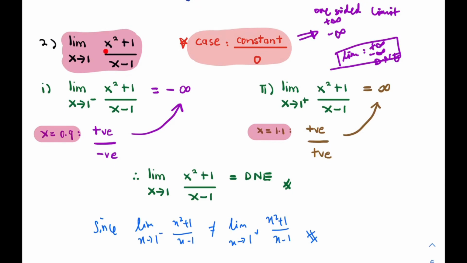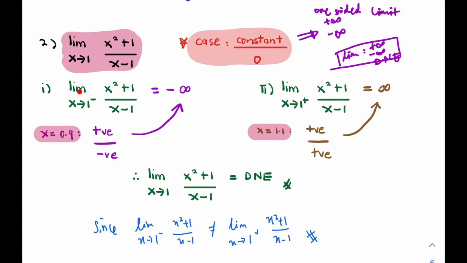Next, let's see question number 2. Limit of (x squared plus 1) over (x minus 1) as x approaches 1. So let's try to substitute the value of x as 1. If you put in 1, your numerator is 2. And if you put 1 in your denominator, this is equal to 0. So obviously, this is case number 3, which is constant over 0. We know that our answer could be positive infinity, negative infinity, or does not exist. Therefore, we need to check our one-sided limits. So let's start with 1 from the left.